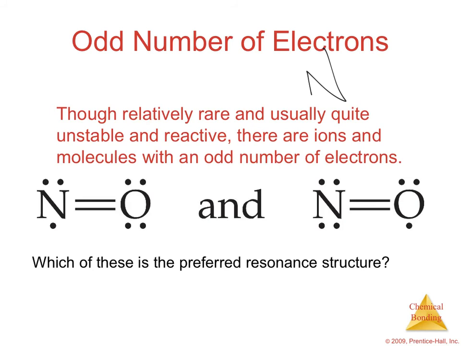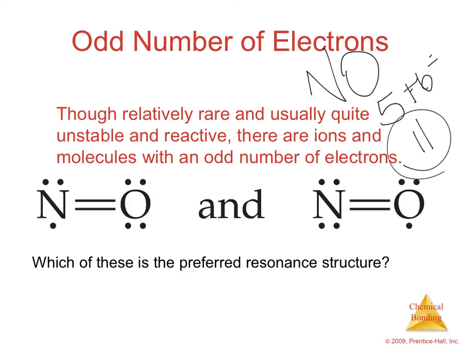In this case, nitrogen monoxide has 5 plus 6 equals 11 total valence electrons. That's an odd number, so there's no way to get evenly paired valence electrons. So you're going to end up with that unpaired electron either on nitrogen or oxygen. And then you have to ask yourself again, is one of these resonance structures preferred over the other?